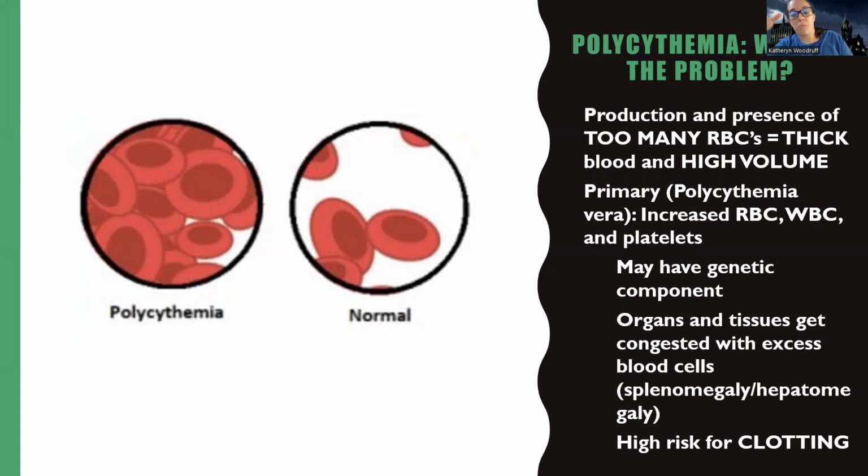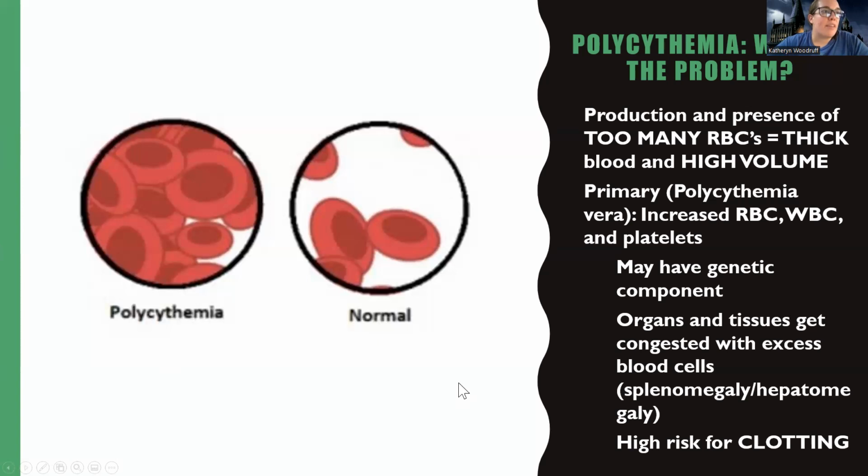There's secondary polycythemia, but we really focus on primary in this class. Primary polycythemia may have a genetic component, where it's in your family history that you're at higher risk for getting it. Something to keep in mind is that the problem is not just that you have too many cells in your bloodstream. Your body is trying to get rid of all these excess blood cells, and that can lead to other problems like your spleen getting really big or your liver getting big. That leads to other problems because of all the waste products of breaking down your cells. But overall, the big picture is that I have really thick blood because I have too many cells, which leads to a high risk of clotting.